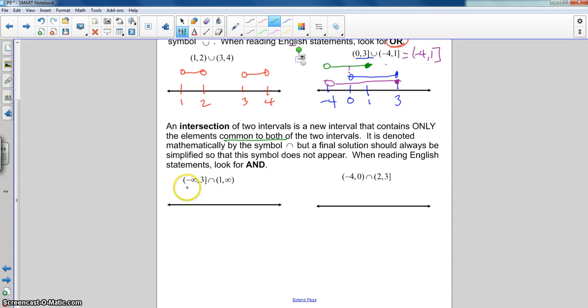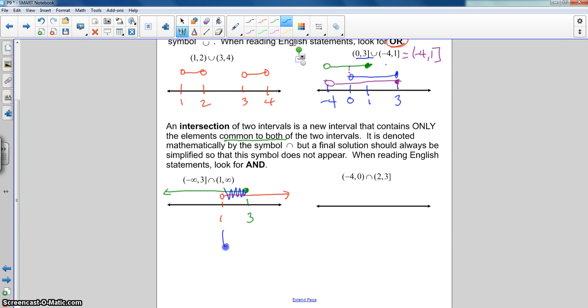Okay, so let's start by putting these intervals on a number line. 3, and there's going to be a closed dot, and that extends forever to the left. And then the other one is going to be 1, and we have an open circle there, and we extend forever to the right. Now I need to ask myself, what is common between both? And when I look, I see that this blue area is common to both.